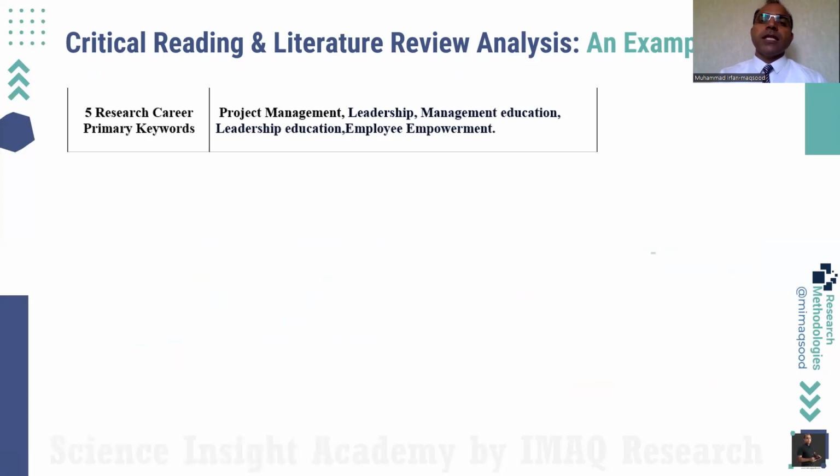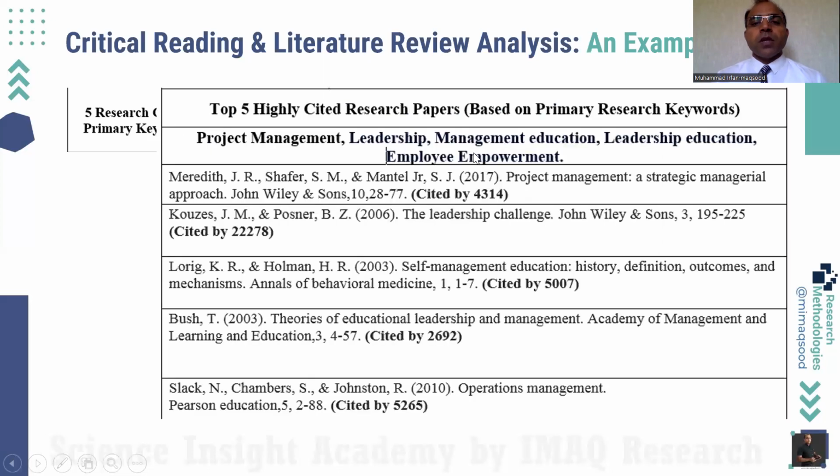So let's do an example. For example, I have designed five basic research keywords, and from these keywords we will go for doing critical readings: project management, leadership, management education, leadership education, and employee empowerment. Considering this, we find the highly cited articles, books, or papers on this. Using these keywords, which are highly cited, as you can see, for example, 22,000 citations, 5,000 citations.